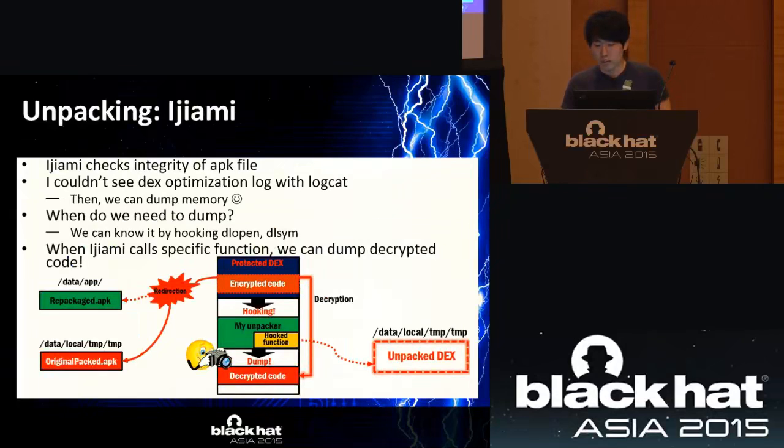Next is Ijiami. Ijiami is also a well-known Android packer developed by a company in China. Ijiami loads the additional dex directly in memory, so we can't extract the unpacked dex by simply hooking the open function. Moreover, it checks the integrity of the APK file, so we need to circumvent it. This type of integrity checking is circumvented by redirecting access to the repackaged APK file in the data app directory to the original APK file in the data local tmp directory that I copied. By doing so, we can easily bypass the integrity check routine of Ijiami.